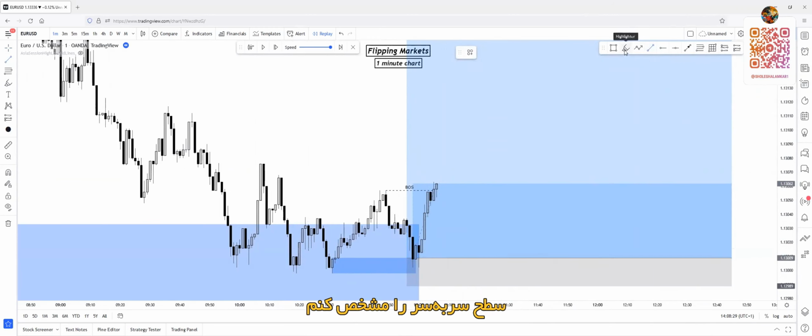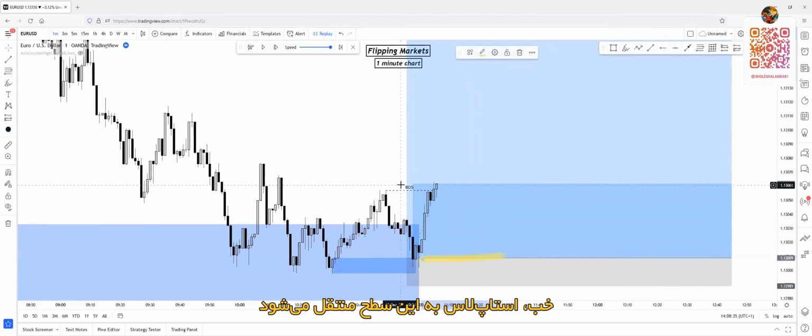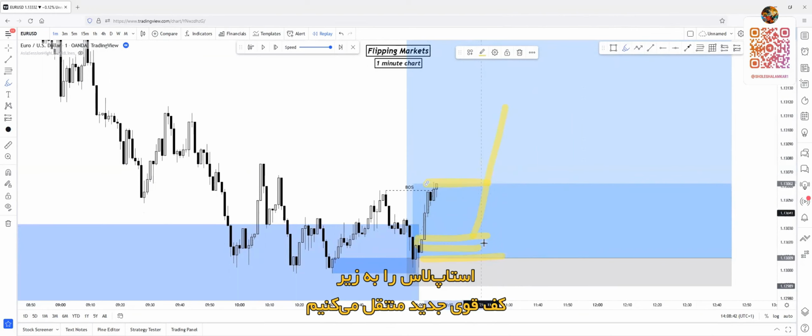How do I actually mark it? I will mark it with this. Okay, so our stop loss is on this level in break even. If price creates a pullback and respects this demand zone and creates another break of structure to the upside, we will put our stop loss into the next strong low. Let's see what happens.